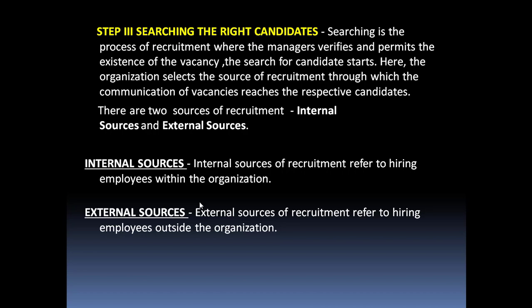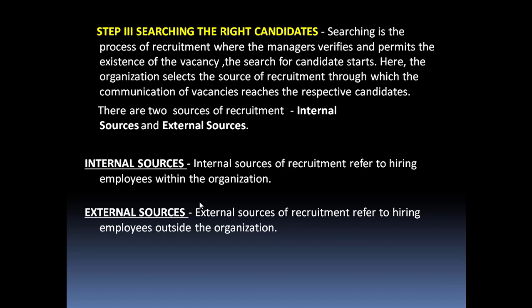Now, searching is the process of recruitment where the manager verifies and permits the existence of the vacancy and the search of candidates starts here. So when the HR department confirms that a vacancy actually exists, that is, there is an actual requirement of an employee for the vacant position in the organization, then based on that the recruitment strategy is made. And then in the third step, the search for the candidate starts, right? So here the organization selects the source of recruitment through which the communication of the vacant position reaches the respective candidate.